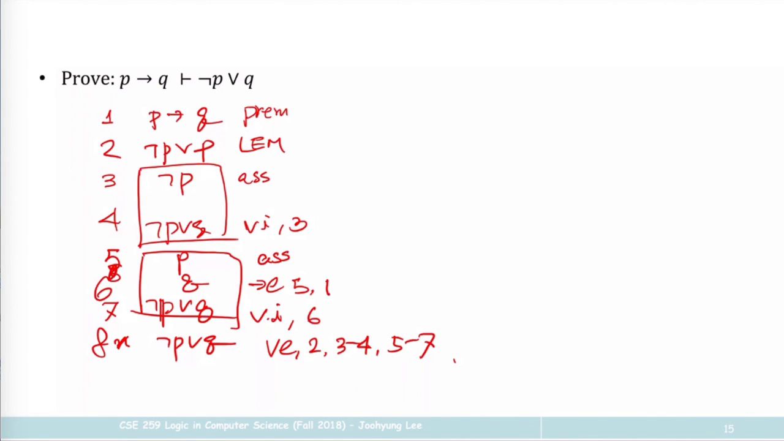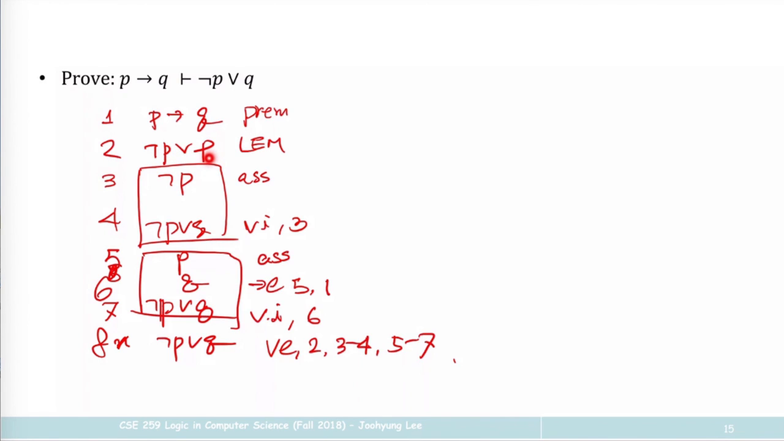Okay, so let me read from the beginning to the end now. In the beginning I said P implies Q is true. That's a premise. I know not P or P is true. Okay? If I know not P, then I can derive not P or Q easily, just using OR introduction, right? Are we together?